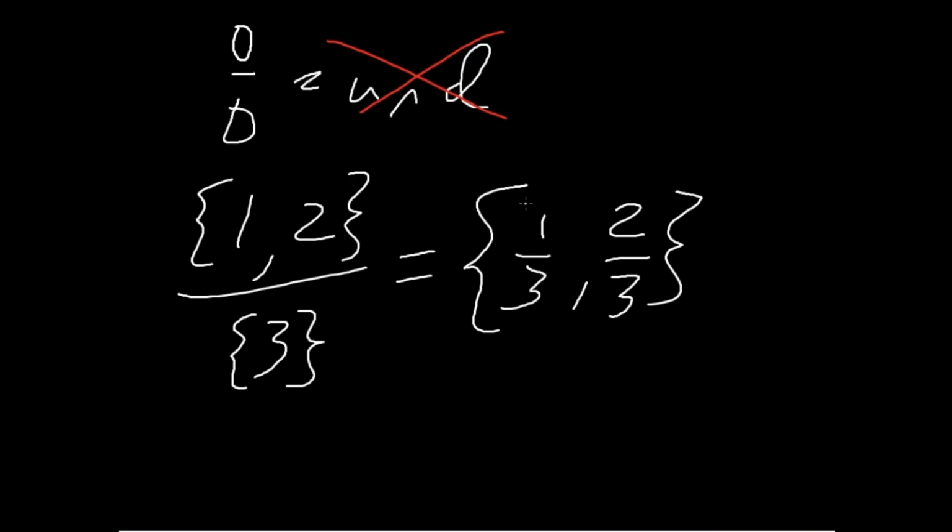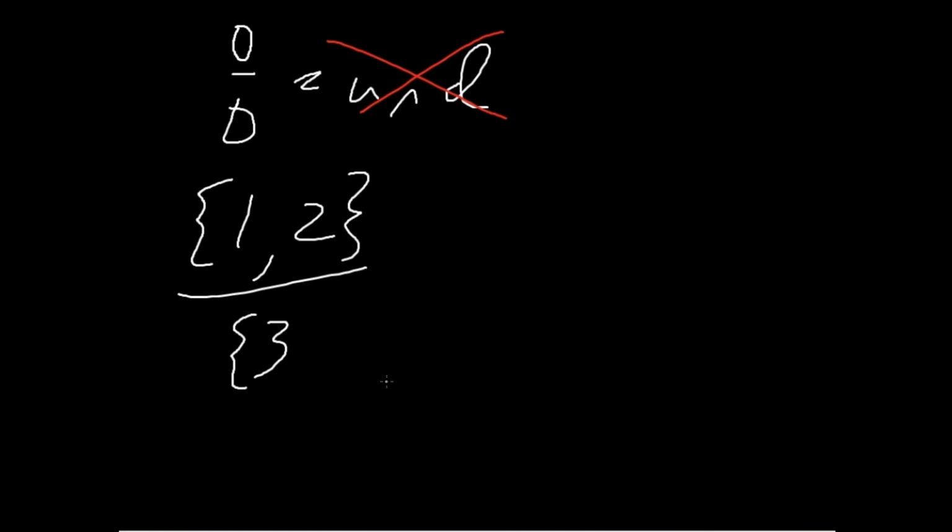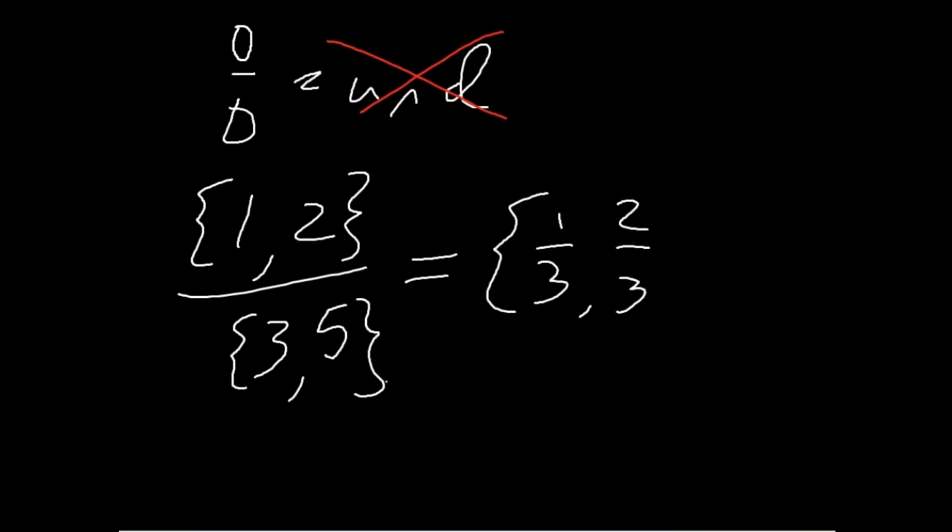And if we had {1, 2} divided by {3, 5}, then we have two inputs, each with two set elements. So then our output set is going to have four elements, right? So we get 1/3, 2/3, and then we have 1/5 and 2/5. This makes sense.